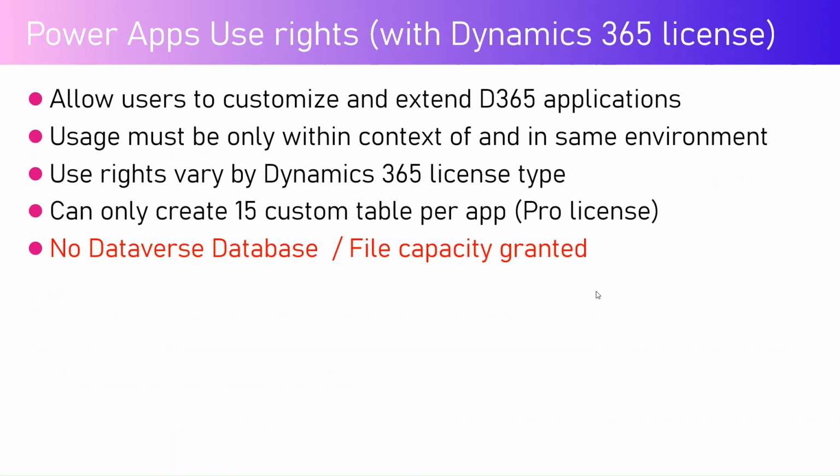Now, use rights vary by Dynamics 365 licensing type. Okay, so if you have a Pro license, you can do some actions within your environment. With a Pro license, you can only create 15 custom tables per app. So if you're building an app and there is a need to build a custom table, then you can create 15 custom tables per app. This is the benefit you get from a Dynamics Pro license.